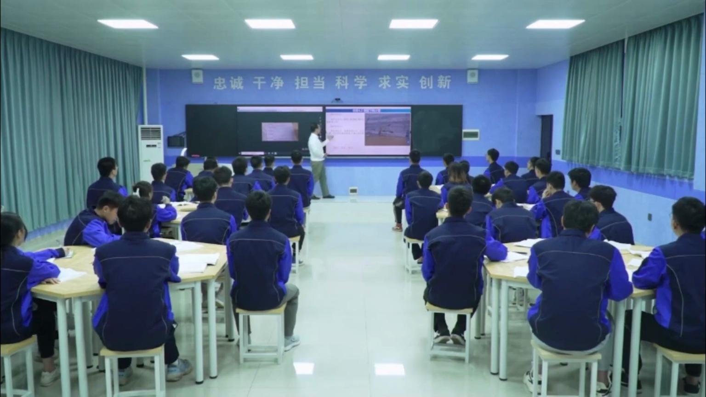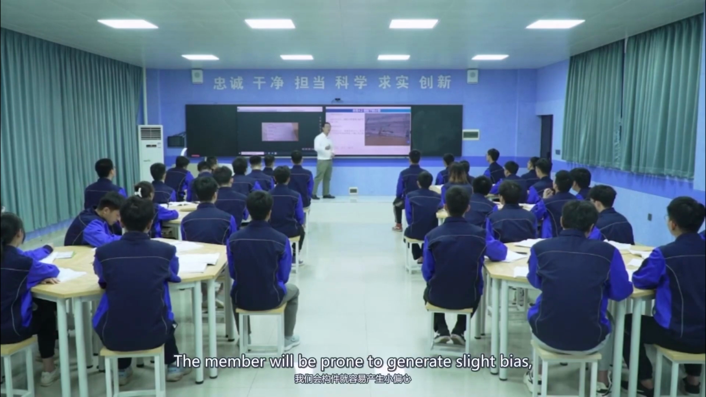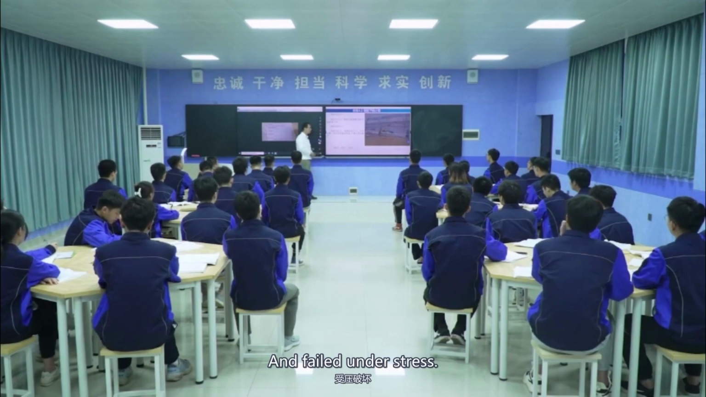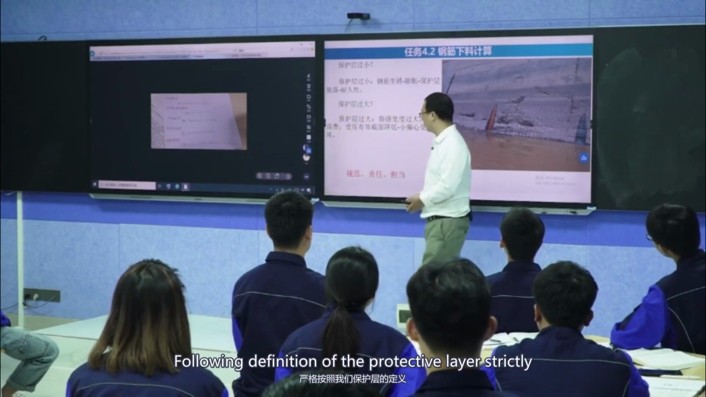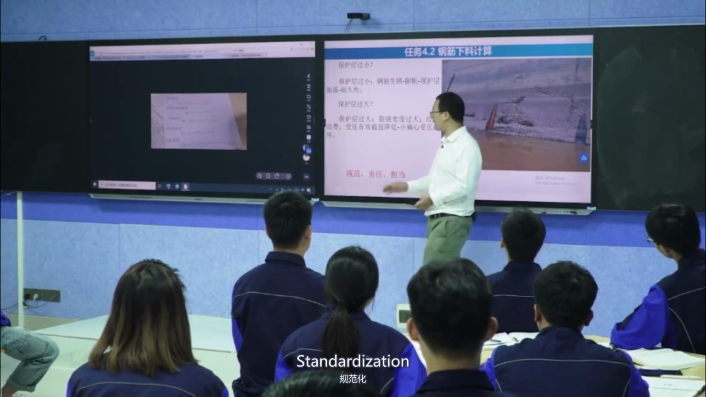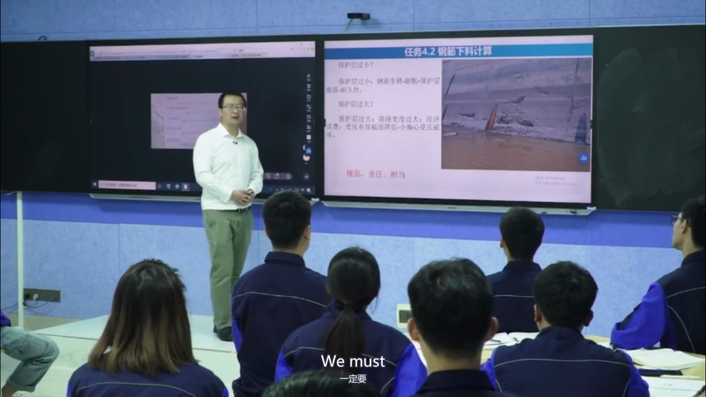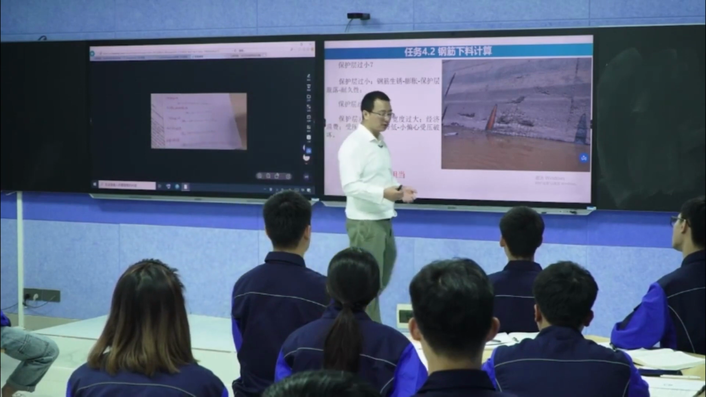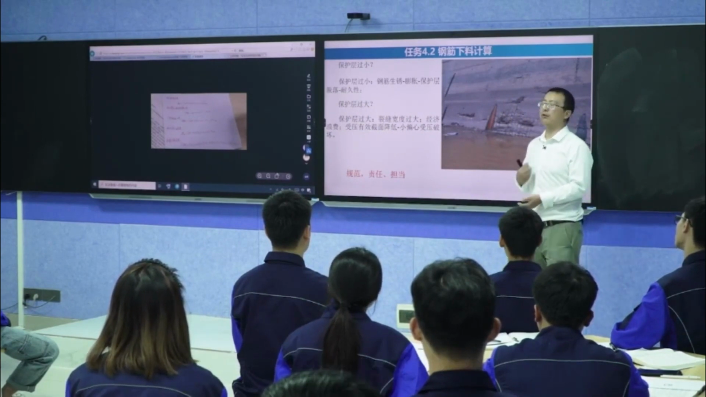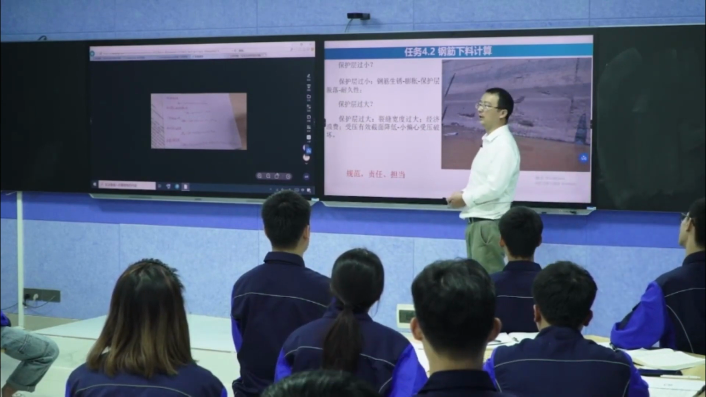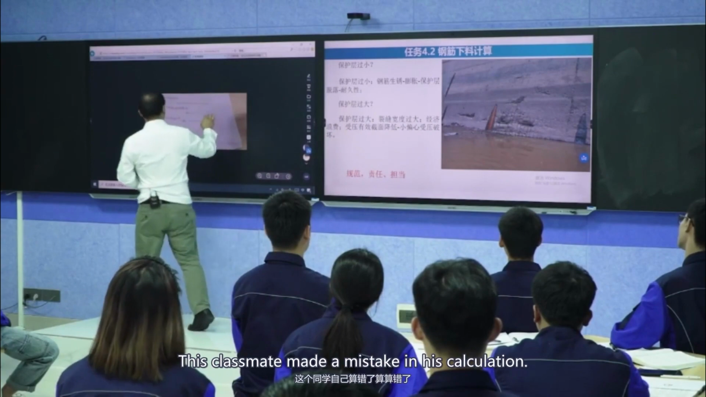And for the pressing area, if such a problem was caused by calculation and the pressing area was decreased, the member will be prone to generate slight bias and fail under stress. We must be strict with the calculation. Following the definition of the protective layer strictly. Standardization. Standardization in construction, standardization in inspection, and we must have a sense of pride in the building we have constructed or designed by ourselves. Of course, we have to bear this responsibility. Such responsibility in the process of calculation. This classmate made a mistake in his calculation.